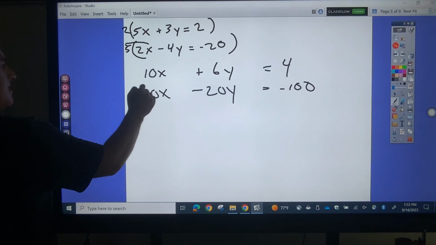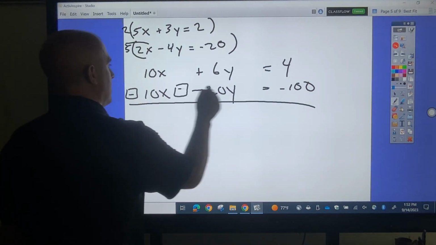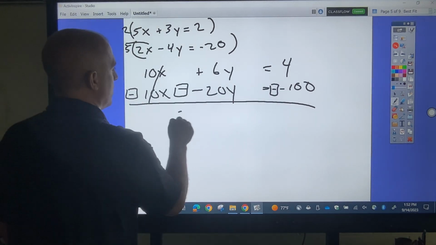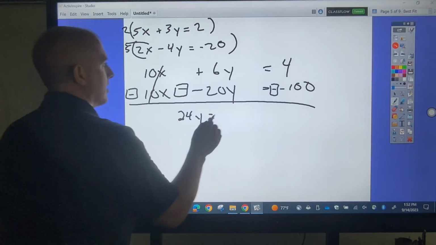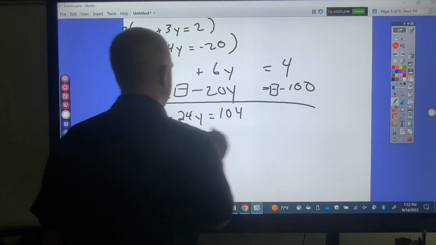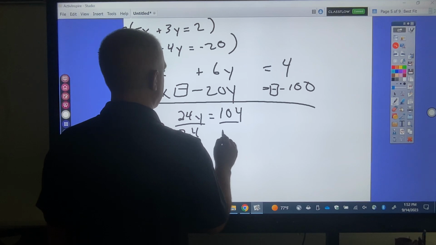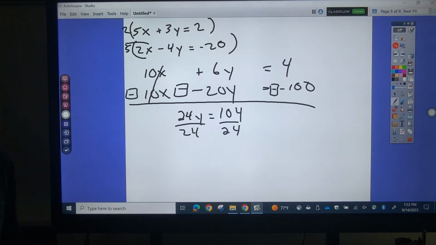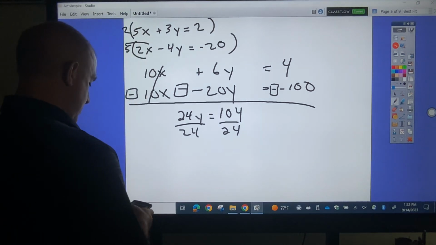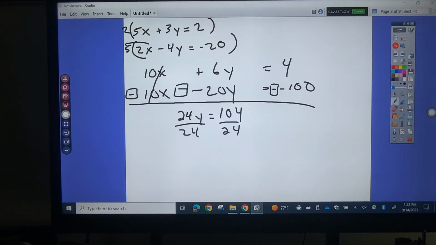And then how would I get this to be 0? I would do subtraction. So that goes away. 6 minus negative 20 would be 26. 4 minus negative 100 would be 104. Now I divide by 26.